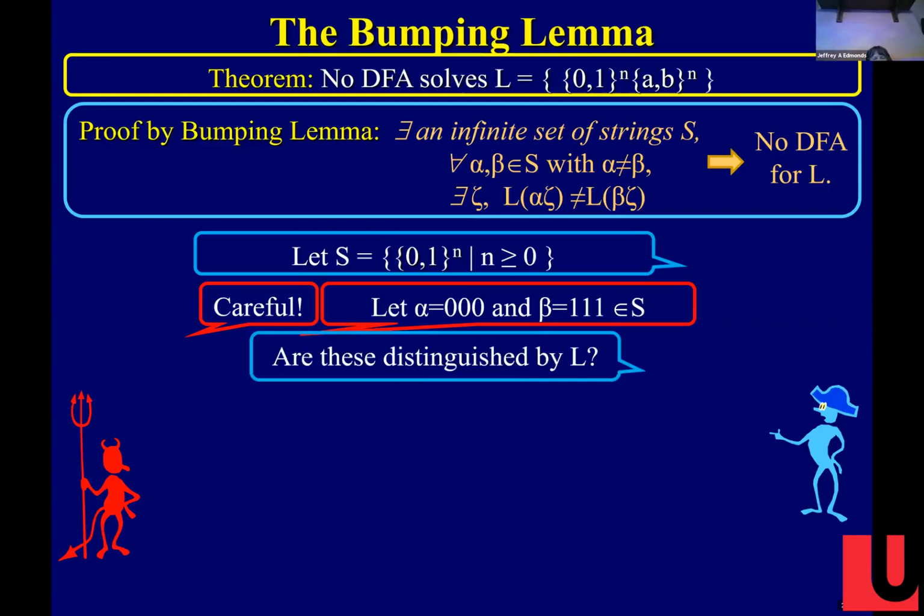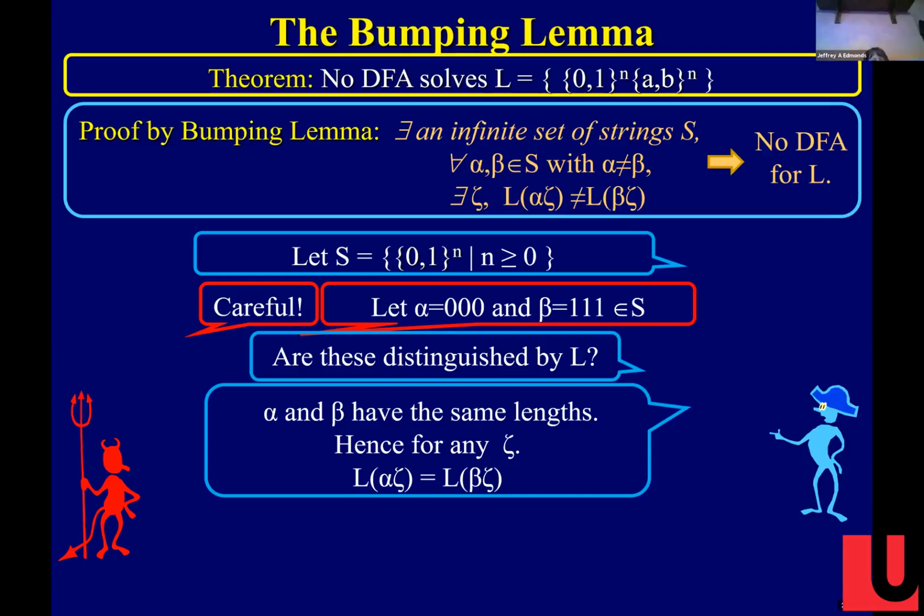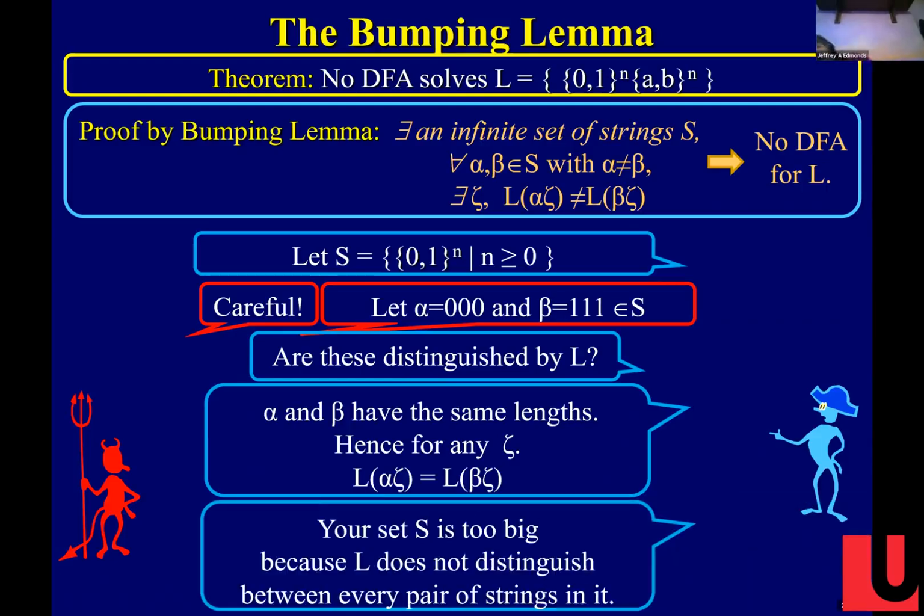So are these distinguished? No, they're not distinguished. They have the same length. So these alpha zeta and beta zeta will have the same answer. So my set S is way too big. I have way too many strings in it. So somebody tell me a better set S.